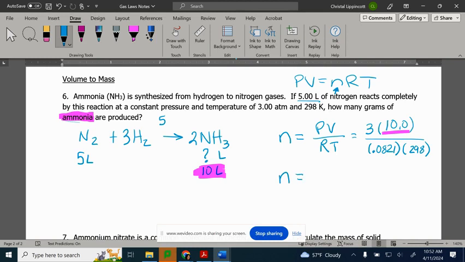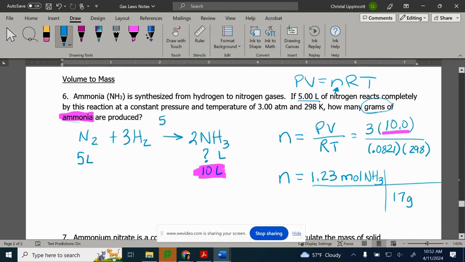So at that point, I get an N value of 1.23 moles. Moles of what? NH3. So that's what we were trying to find. All right. They didn't want to know moles. They wanted grams. So I'm going to take a nitrogen that's 14, and I'm going to add 3 hydrogens at 1 each to get 17. So 14 plus 3 is 17.